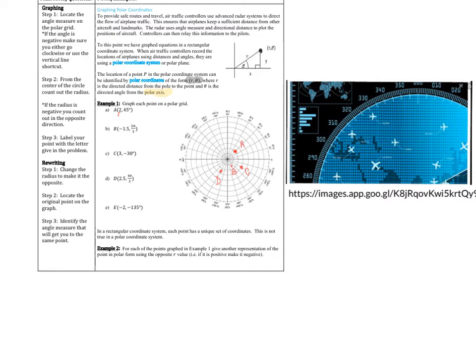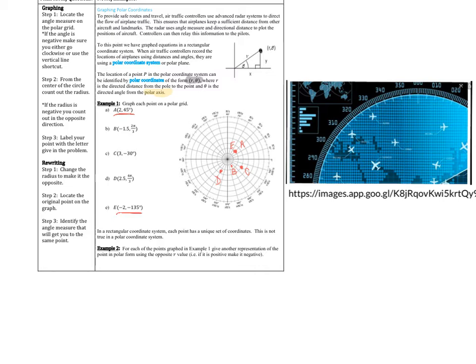And we actually end up at the same point as A, which brings up an interesting fact about polar coordinates. Rectangular coordinates are unique. Each set of coordinates is unique. But with the polar coordinate system, that's not true. Just as we just showed, this point A and this point E are actually the same point. So they have different coordinates, but they're actually the same point on the polar grid.